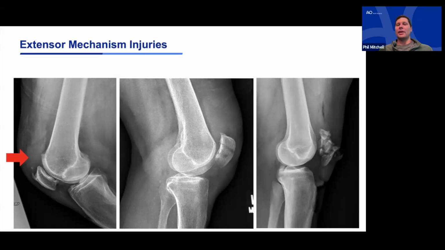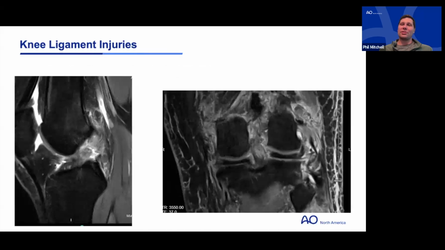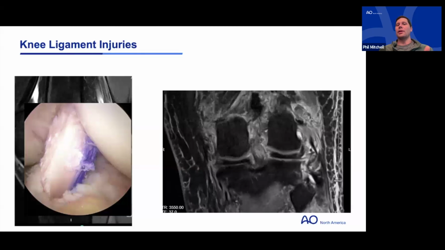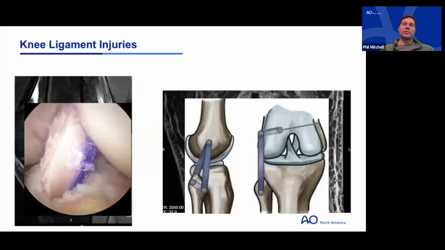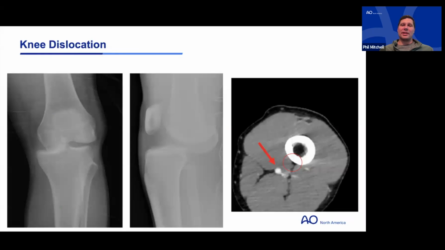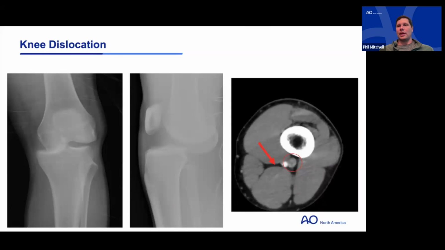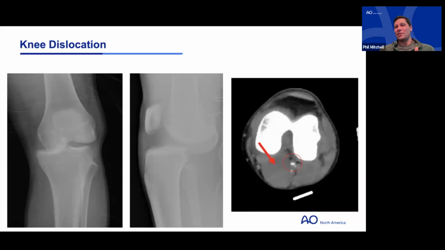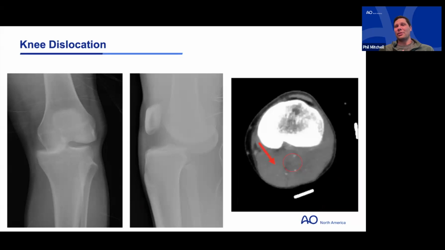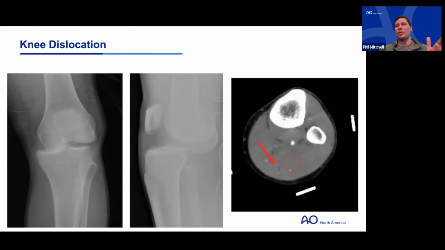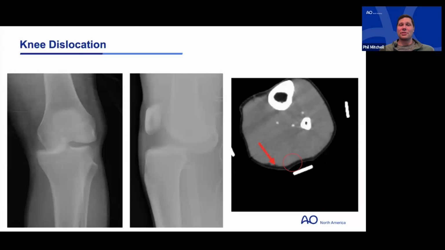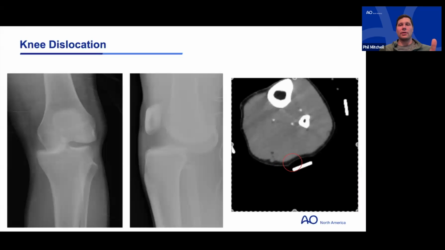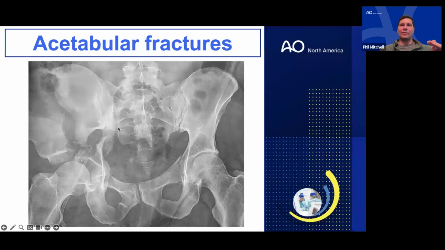quadricep rupture on the far left, a non-displaced patella, a terrible stellate patella on the right, so kind of escalating levels of extensor injury, but also ligament injuries, looking at ACLs and how they're repaired, posterolateral corner injuries and how those are managed, and then finally the end of the line, the knee dislocation, and then demonstrating some really excellent images as well, some cross-sectional imaging with vascular injury and how your antennae really need to be up for those types of associated soft tissue injuries when you encounter a knee dislocation. So we're going to go quickly to acetabular fractures.